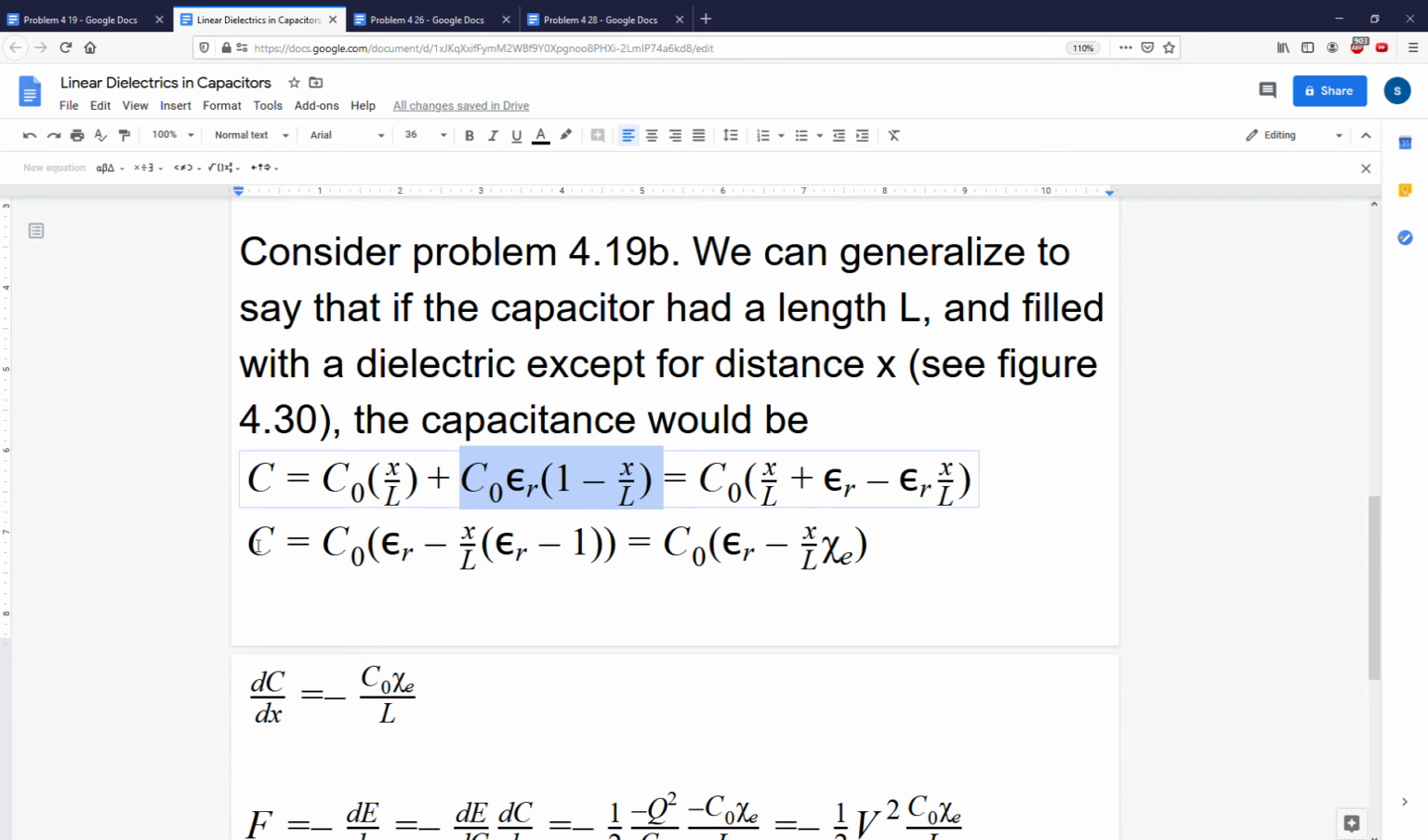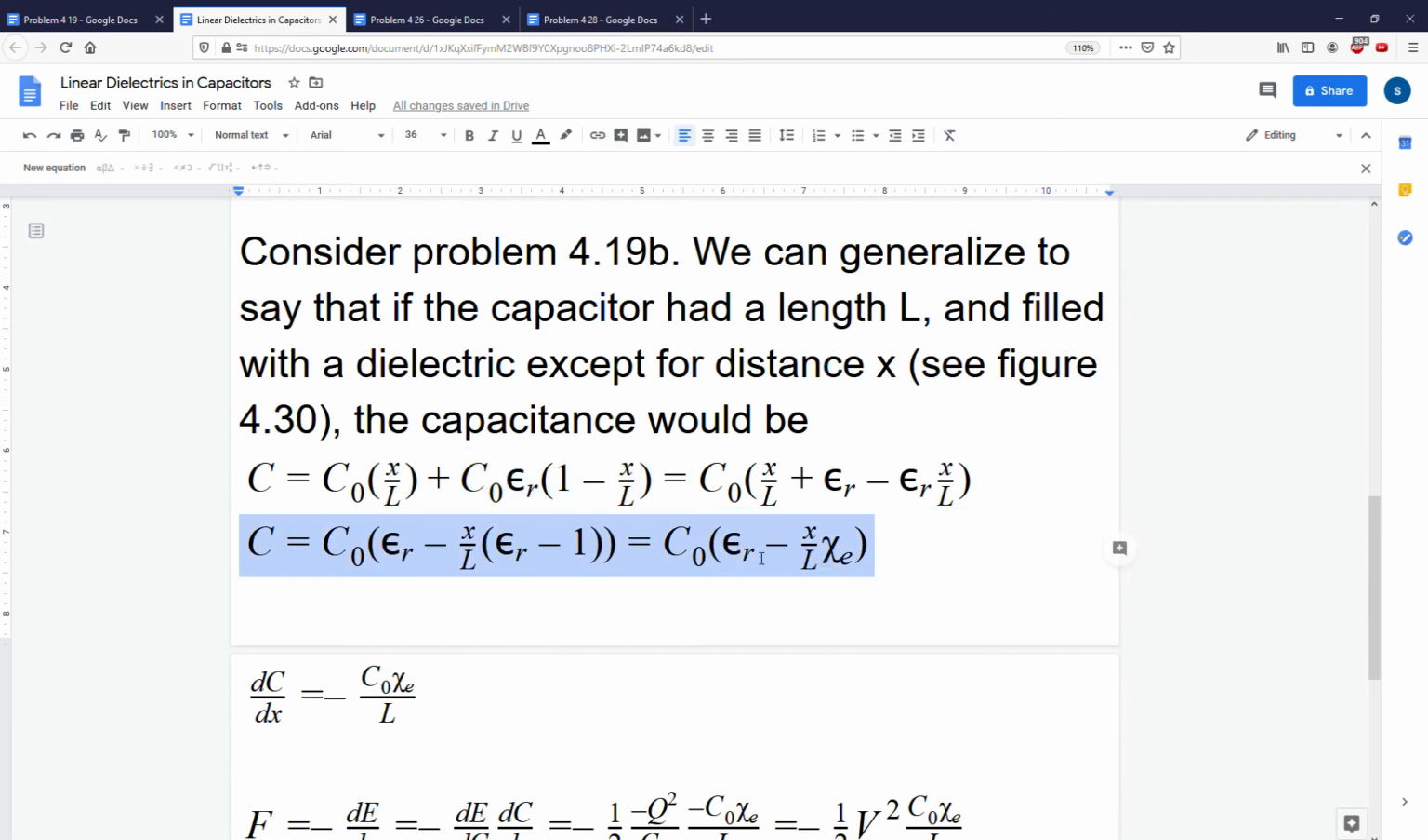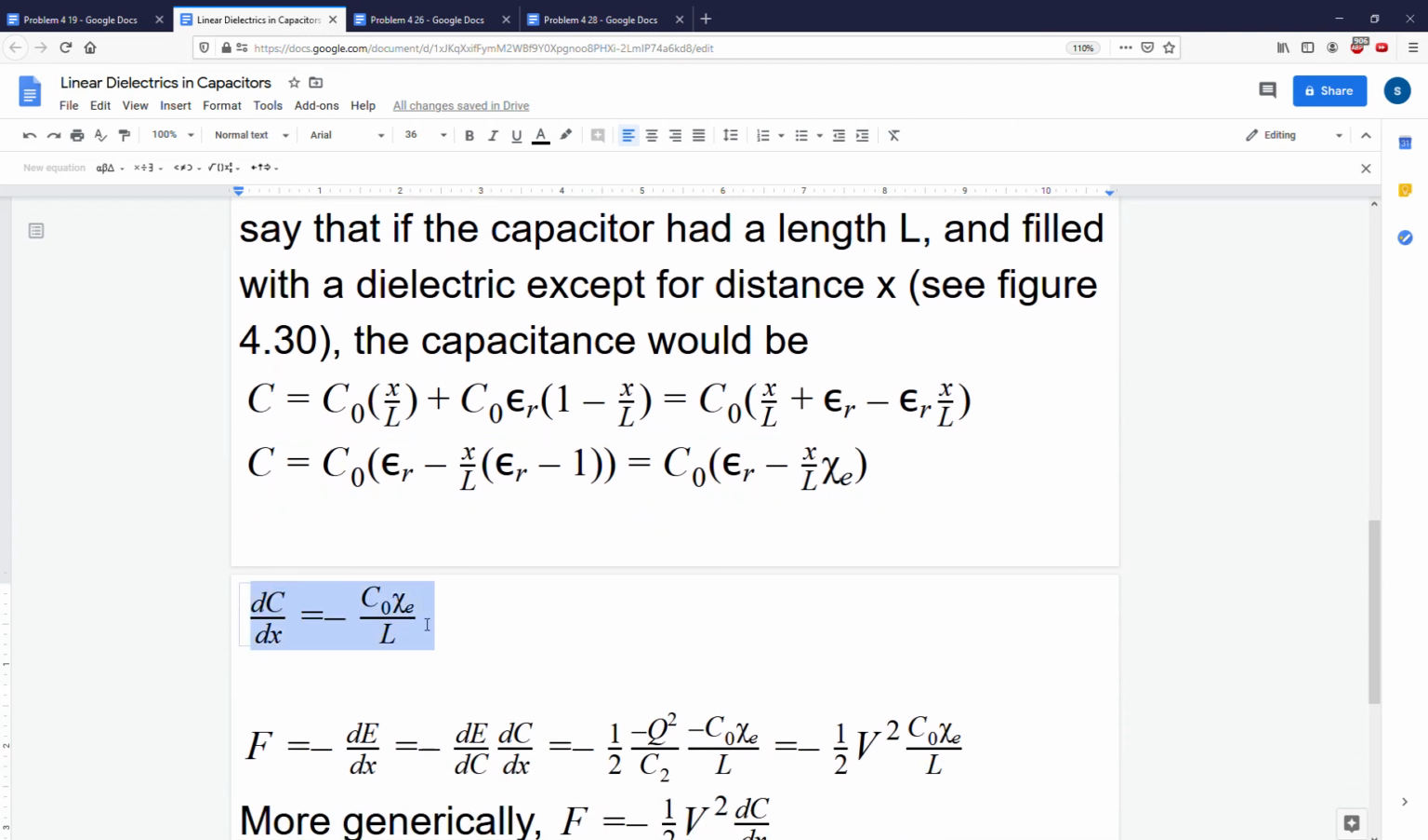Doing a bit of algebra, I can ultimately come to this formula right here: the capacitance is equal to the geometric capacitance times this, the relative permittivity minus x over L times the susceptibility. Doing it like this, we can see that as the dielectric slides in and out of our capacitor, the capacitance changes, given by this formula right here.